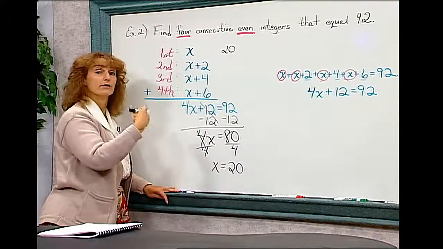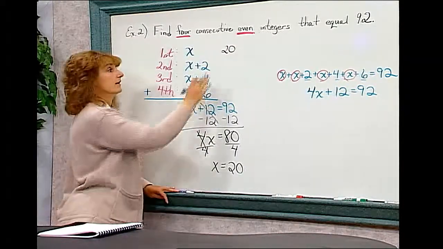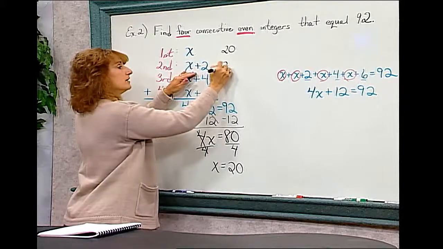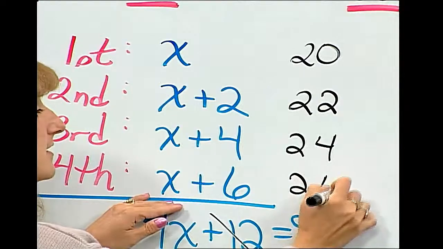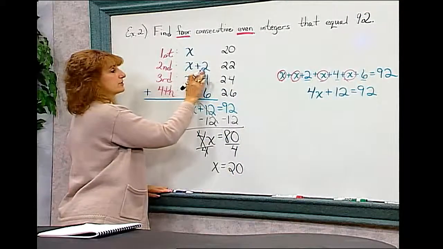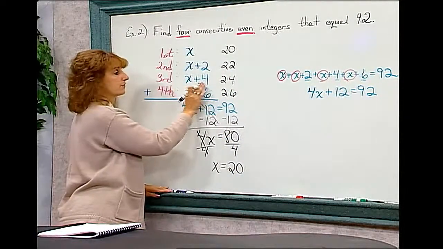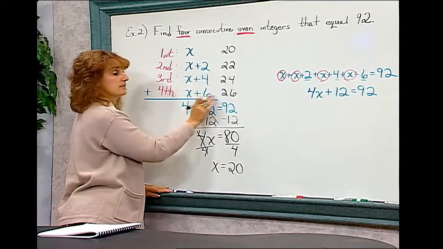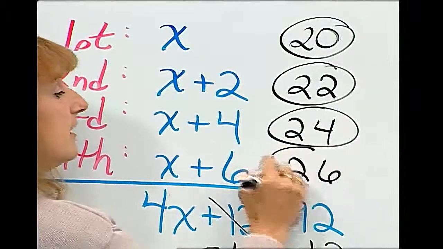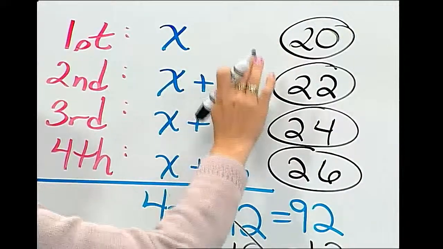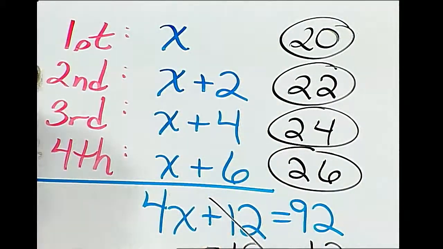We now want to count even numbers from 20. 20 plus 2 is 22, 24, 26. Because 20 plus 2 is 22, 20 plus 4 is 24, 20 plus 6 is 26. So our 4 consecutive even numbers are 20, 22, 24, 26.